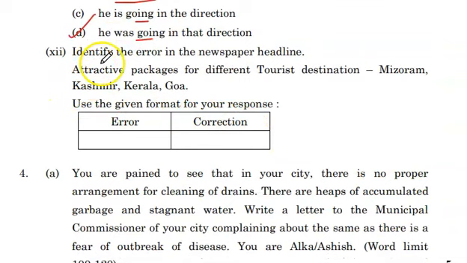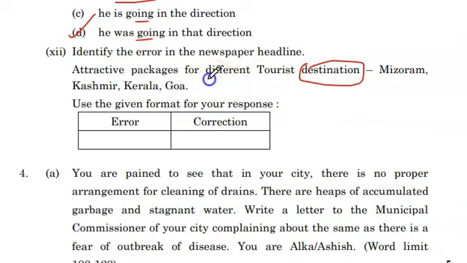Question number 12. Identify the error in the newspaper headline. Attractive packages for different tourist destinations: Mizoram, Kashmir, Kerala, Goa. So what is the wrong word here? The wrong word is the word destination.